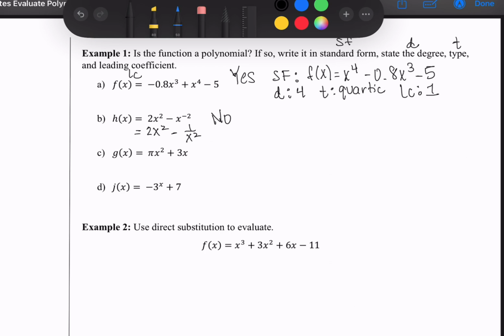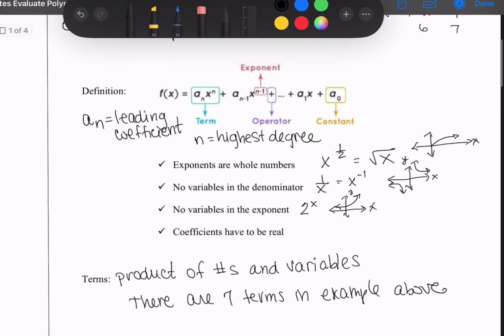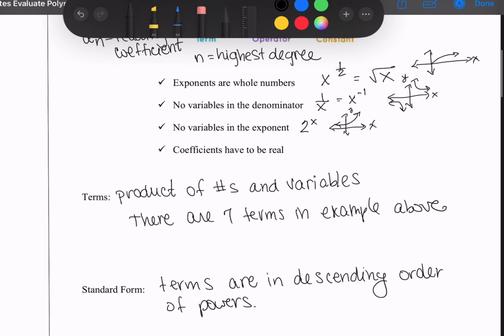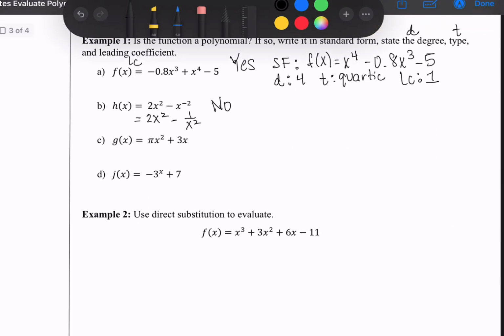So let's see. Does it fit or match all the criteria of that definition? Exponents are whole numbers. There's no variables in the denominator, and there's no variables in the exponent, and coefficients all have to be real. I think we are meeting all of those. Even though that pi doesn't look like a number, it actually is. So we'll say yes to C. Put it in standard form. It already is.